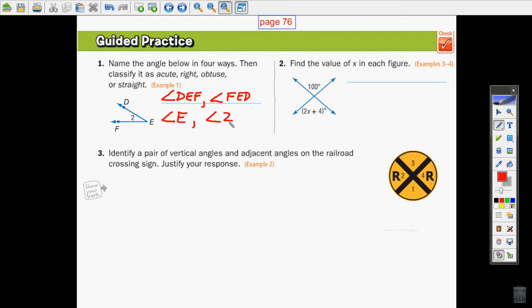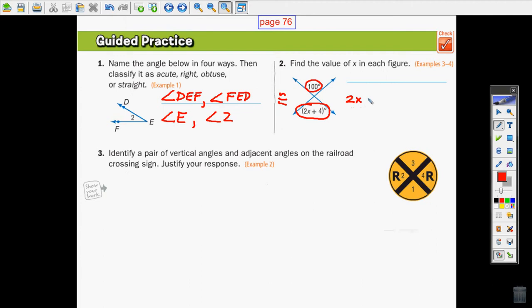Number 2 is a very important problem because it includes an algebra equation. You have to remember how to solve an algebra equation to solve the problem, to find what the value of x actually is. And we do know, fortunately, that because we learned about vertical angles, what I like to call opposite angles, that 100 degrees is the measure of this angle. Well, 100 degrees is also the measure of this angle because these are opposite of each other. They're called vertical angles, and we know that they have to be congruent. Okay, a little symbol for congruent. And because that's so, we can set up an equation to solve.